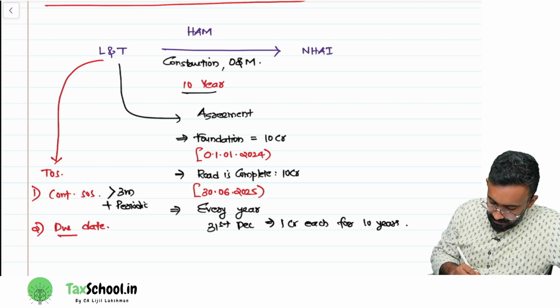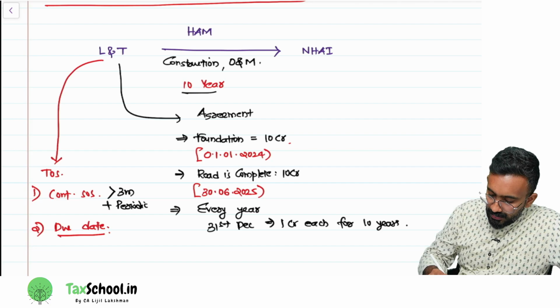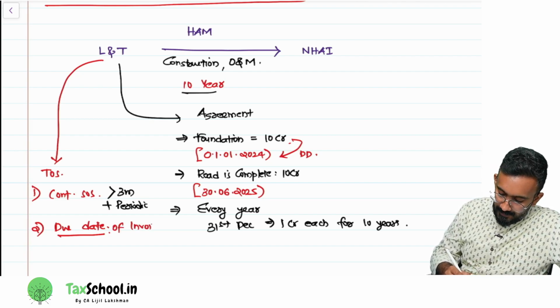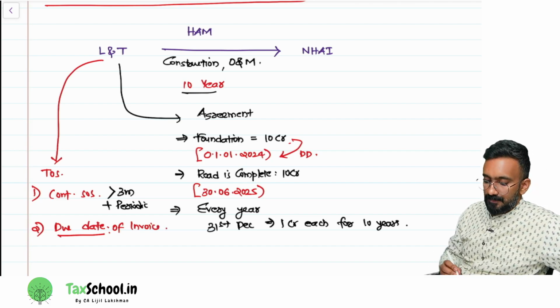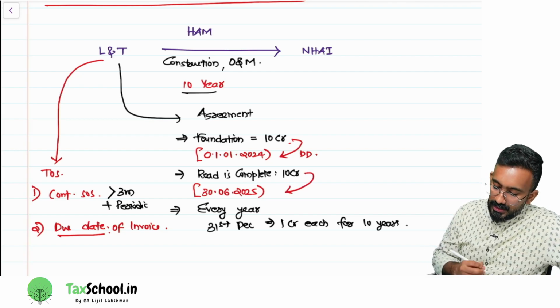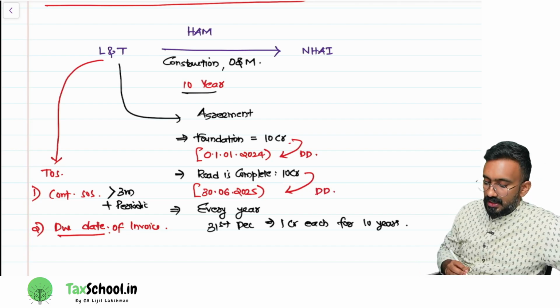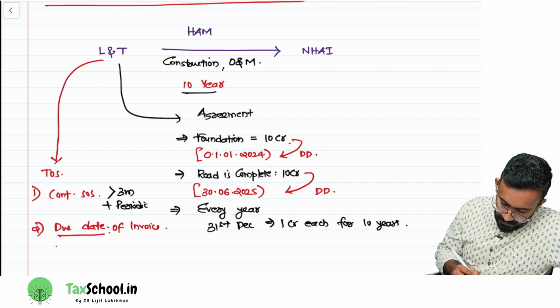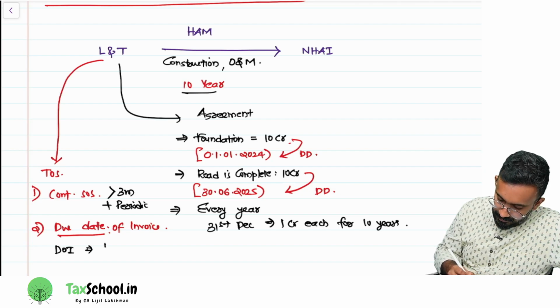Due date is for 10 crore. What is the due date? For 10 crore, due date will be the date of completion of this foundation. That is first of due date of what? Due date of issuing invoice. It is 1st of January 2024. For next 10 crore, it is 30th of June 2025. So L&T gave invoice. Date of invoice for first 10 crore was 5th Jan 2024.